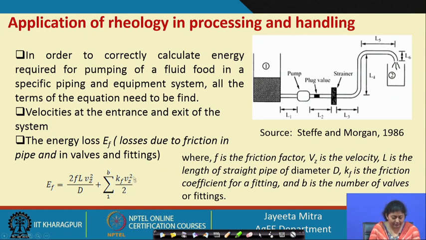So, Vz square by 2 we have taken, and with the coefficient Kf, that will give us the value of the pressure head loss in each and every fitting, and we will add this to get the total loss in the friction head. Okay. So, Kf is the friction coefficient for a fitting and B is the number of valves or fittings, right.